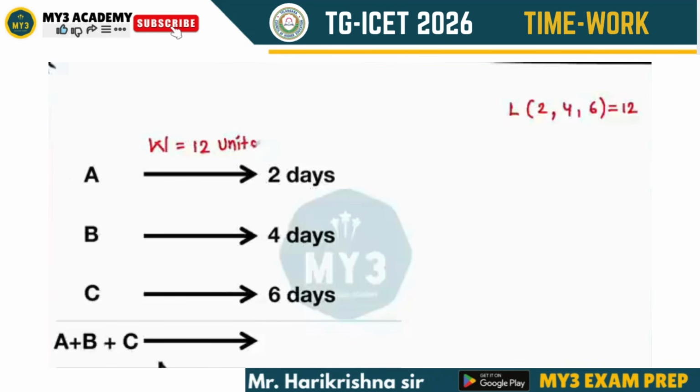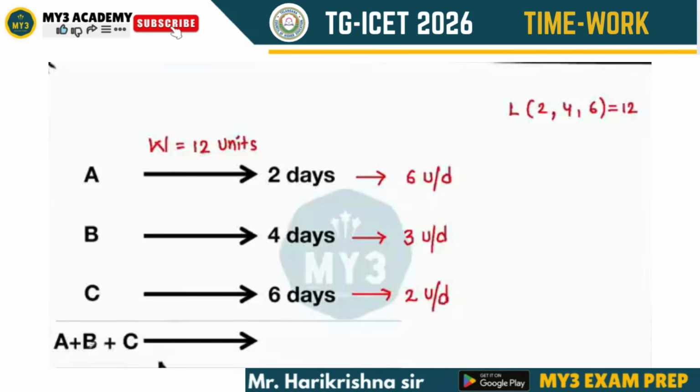If you assume total work is 12 units, A can finish 12 units in 2 days. That means he can finish 6 units in 1 day. B can finish the same 12 units in 4 days. That means he can finish 3 units of the work in every 1 day of time. And C can finish 12 units in 6 days. That means he can finish 2 units of the work in every 1 day.